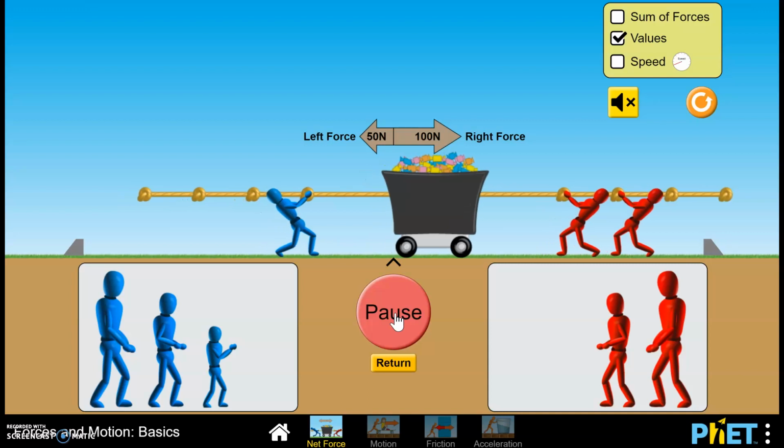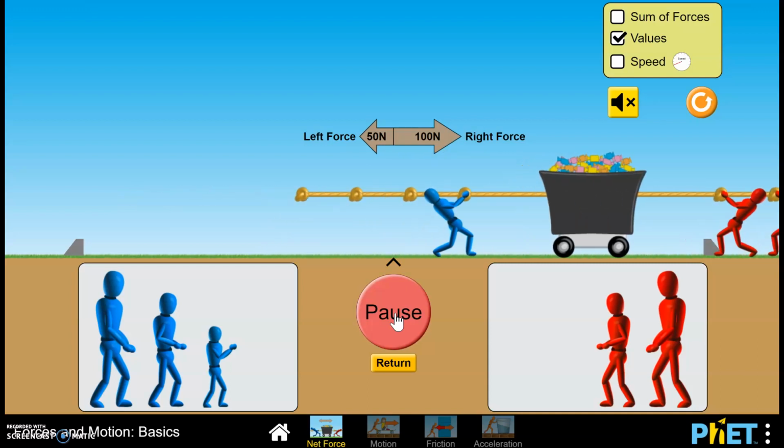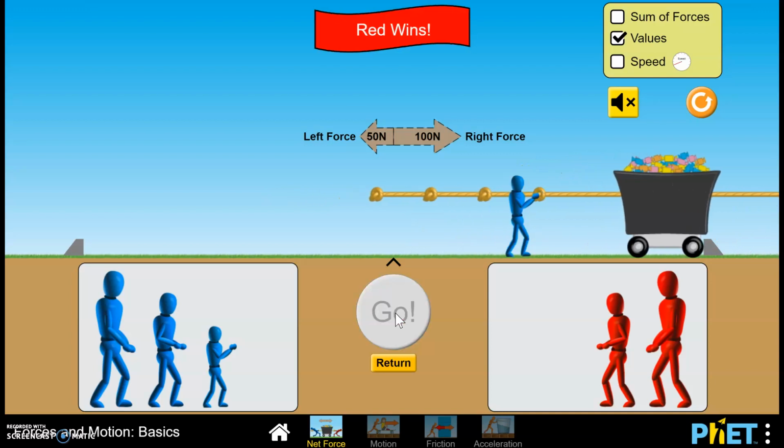All right, so notice that our red team is currently winning this tug of war for the candy cart. Good job, red team. Go ahead and think about our answer here. Why do you think the red team was able to win in this tug of war? Pause the video, share your answers with Miss Campbell.